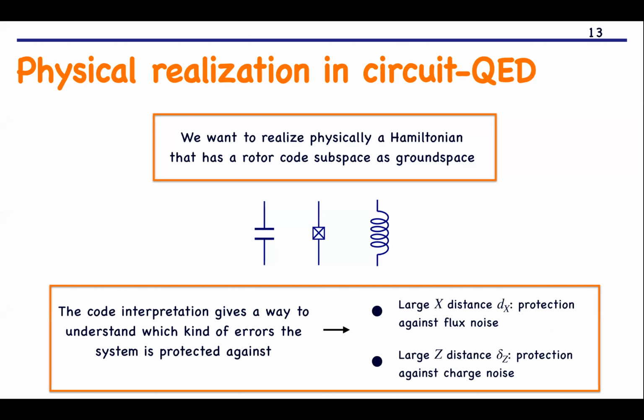And so a big point is that since there is a code interpretation behind, the code interpretation gives a way to understand directly which kind of errors the system should be capable of protecting against. And I would add also, it will give insights on how to do gates. And in general, regarding the protection, you can expect that, at least for circuit-QED systems, large X distance should mean protection against flux noise, while large Z distance should mean protection against charge noise.